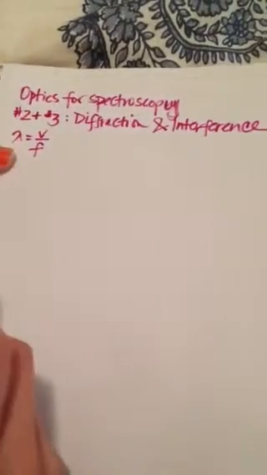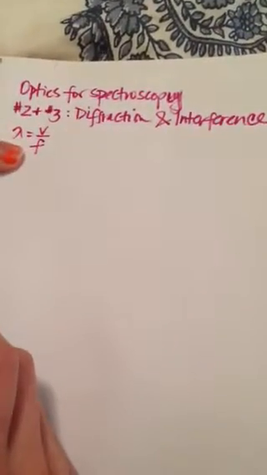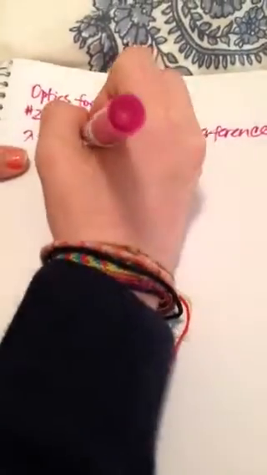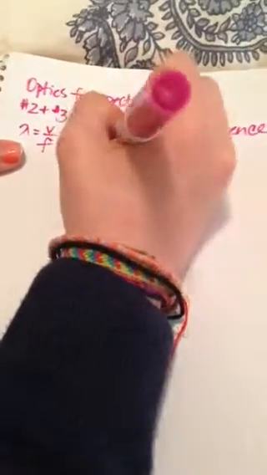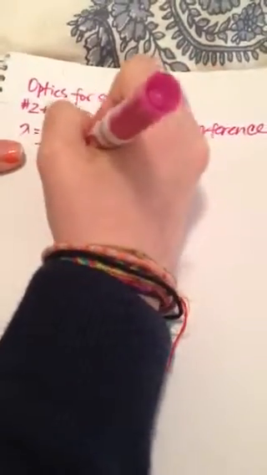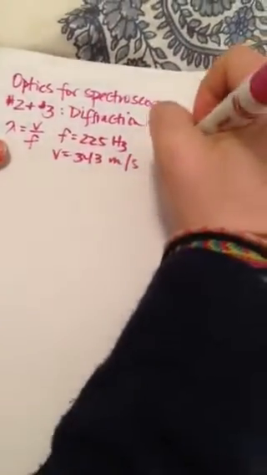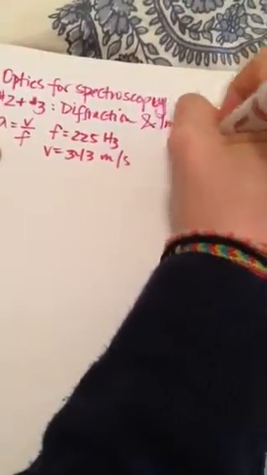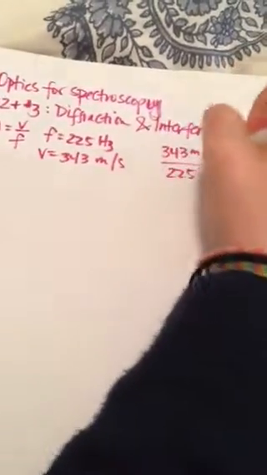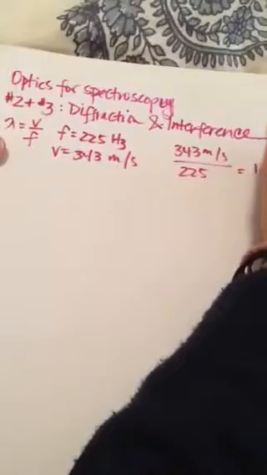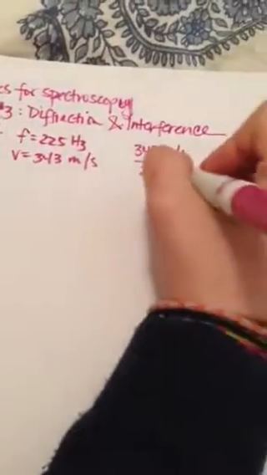First for wavelength, and I'm going to use this equation here. We know that the frequency is 225 hertz and that the speed of sound is 343 meters per second. So I'm just going to do some algebra here. 343 over 225 equals 1.52.